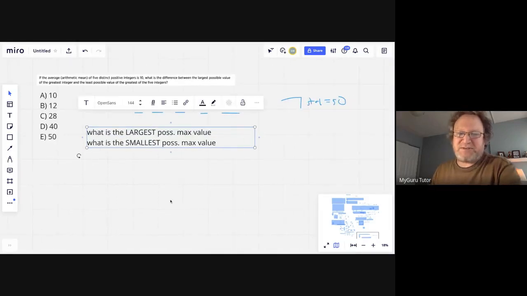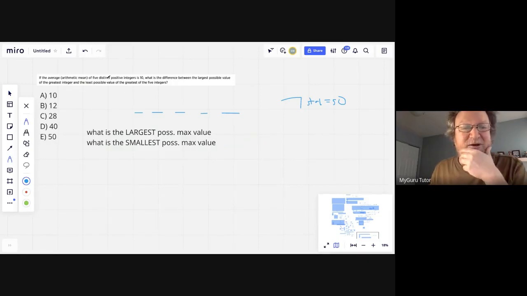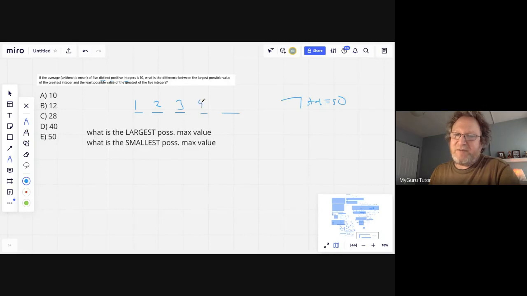Okay, the largest possible maximum value. Well, if you want to find the largest, you want to minimize everything else. What do we know? It says they're distinct, they're positive, and they're integers. So if we're going to minimize everything else, the first number's got to be 1. But because they're distinct, we can't have any duplicates, right? So the second number would have to be 2. Third number would be 3. Fourth number would be 4. That gives us a total of 10 out of the 50, which means the maximum number would be 40. So the largest number is going to be 40.